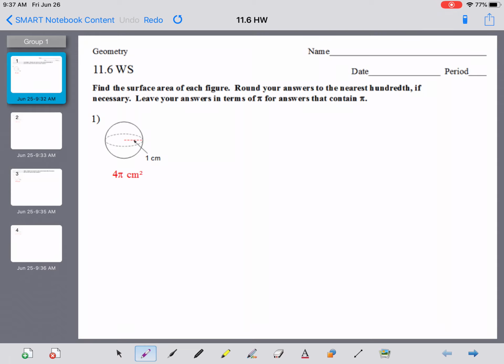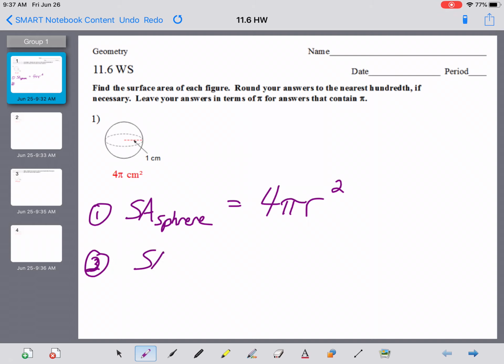So as we take a look at number one, our directions tell us we're supposed to find the surface area of each figure. So to find the surface area of a sphere, the formula that was in our notes right here, surface area of a sphere is going to be 4 pi r squared. Okay, so step 2, let's fill in what we know. Unlike just about every formula we've seen so far, there is only one variable here in this formula, 4 times pi, and we need to know our radius and square that.